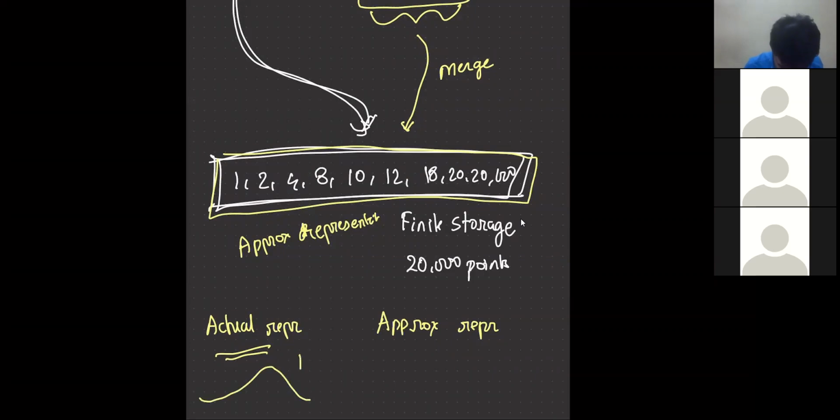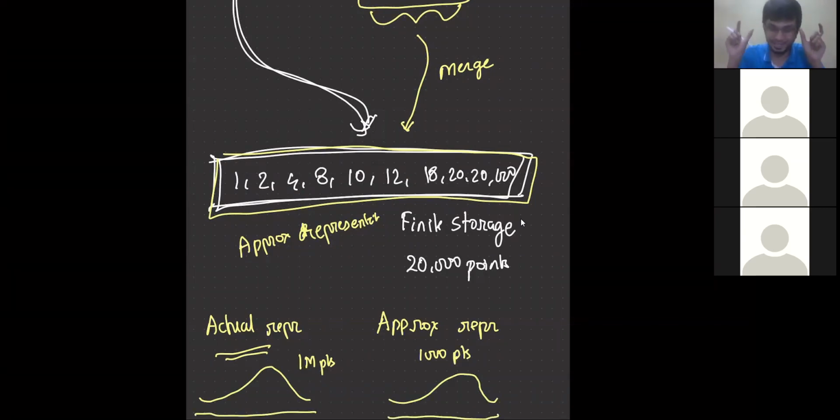But it was around 1 million points, up to date. This is what my histogram looks like. And now this is my approximate representation, which is, let's say, 1,000 points. And this representation should also look like this. Very, very similar, and it should very accurately represent my data. So the distribution this has and the distribution that has should be very, very similar to each other.